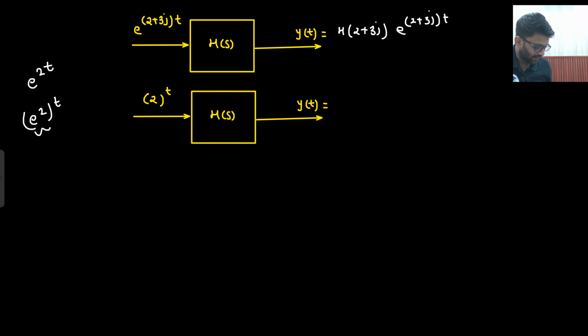So e squared is 7.38. So in place of e to the power 2t, you could have written 7.38 to the power t. Both are the same thing. So similarly here, what is written? Constant to the power t. Let's say this is my x(t). x(t) is 2 to the power t. Can I write this in this manner?